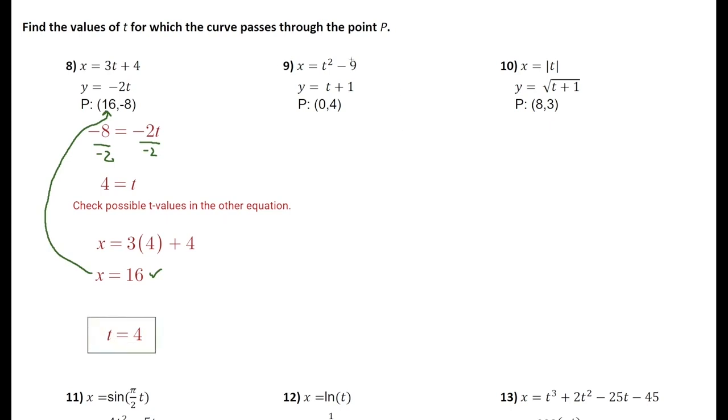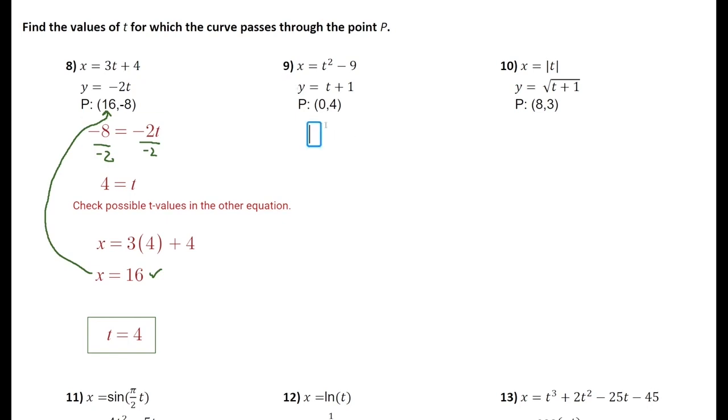For number 9, it looks like the simpler equation is going to be the y equation, so I'm going to solve that first. This x equation up here has 2 potential t values if I solve for when x is 0. So this one will have 2 potential t values and this one will only have 1. So that means that one of these t values is not, the object is not going to be at 0,4. So let's figure out which one it is, but to narrow it down, we'll just check it in the y.